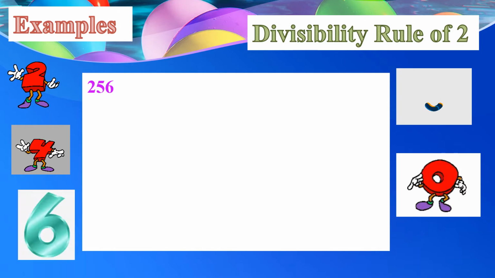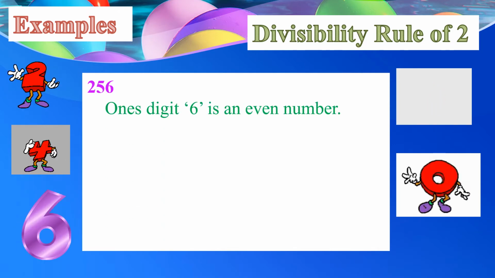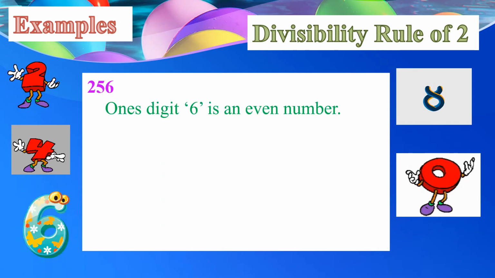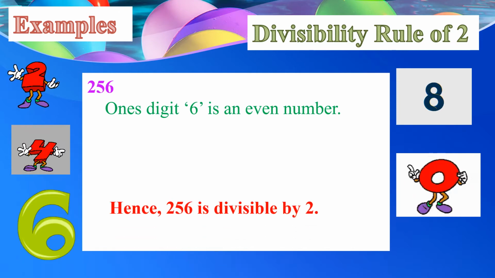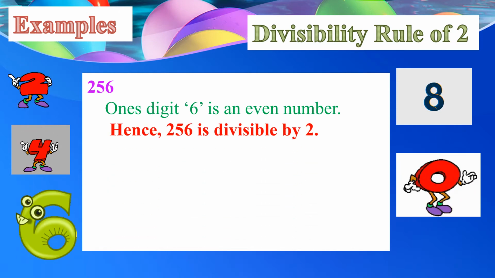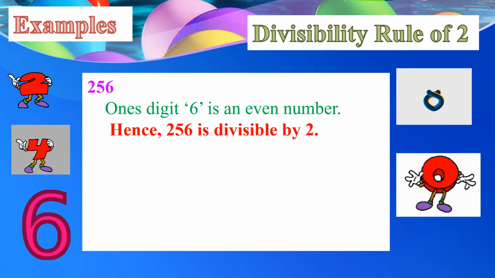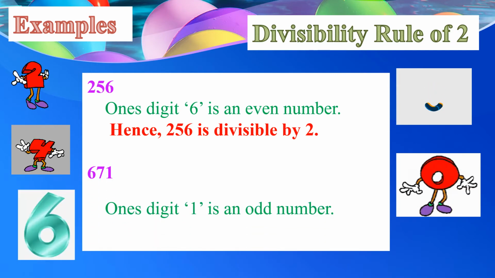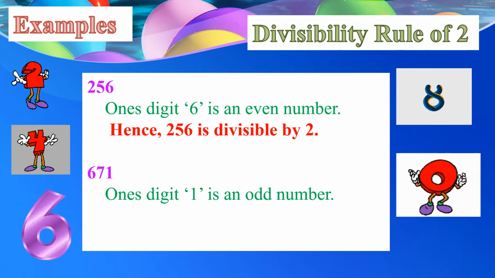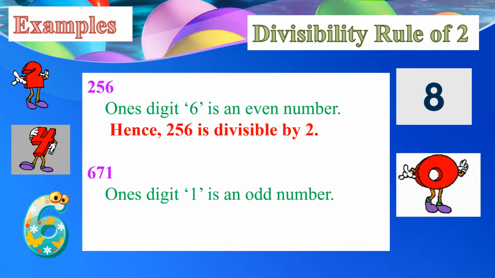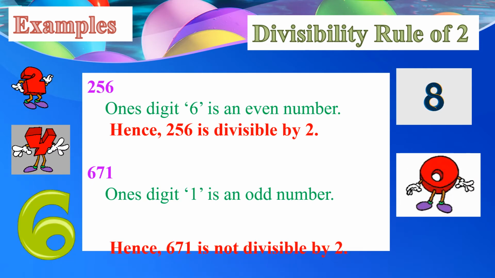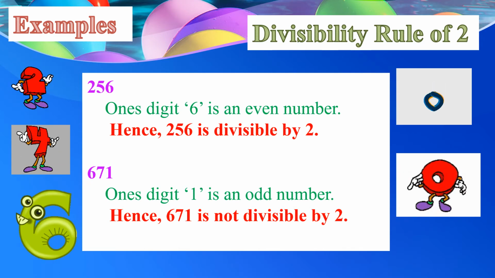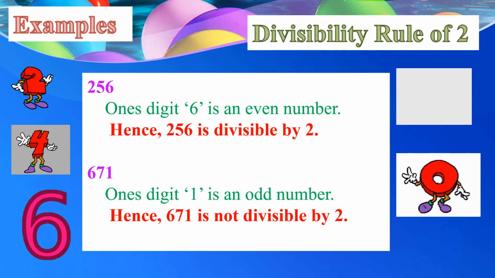256. In this number, 6 is in the ones digit, which is an even number. Therefore, 256 is divisible by 2. Similarly, 671. In this example, the ones digit is 1, which is an odd number. Therefore, 671 is not divisible by 2.